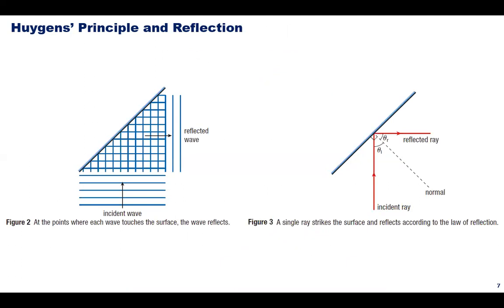Okay, next, let's have a look at how Huygens' principle can be used to explain reflection. Huygens' principle shows a derivation of the laws of reflection and refraction. Figure 2 here shows simplified wavefronts striking a surface. At the point where each wavefront contacts the reflecting surface, a wave reflects. Figure 3 here simplifies reflection even further by showing one incident ray and one reflected ray, obeying the law of reflection.